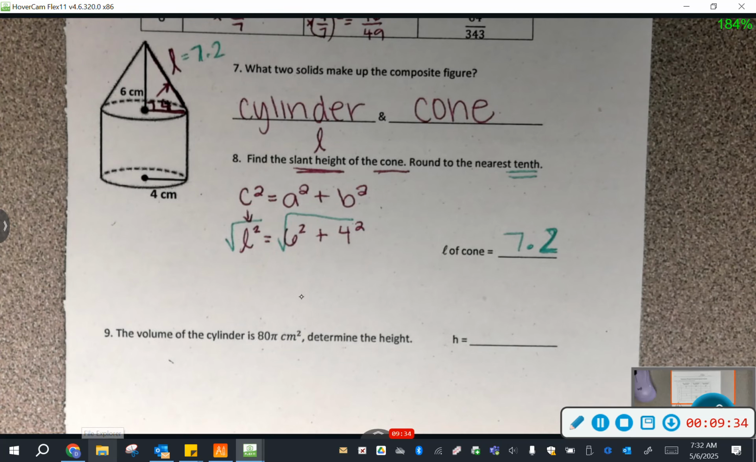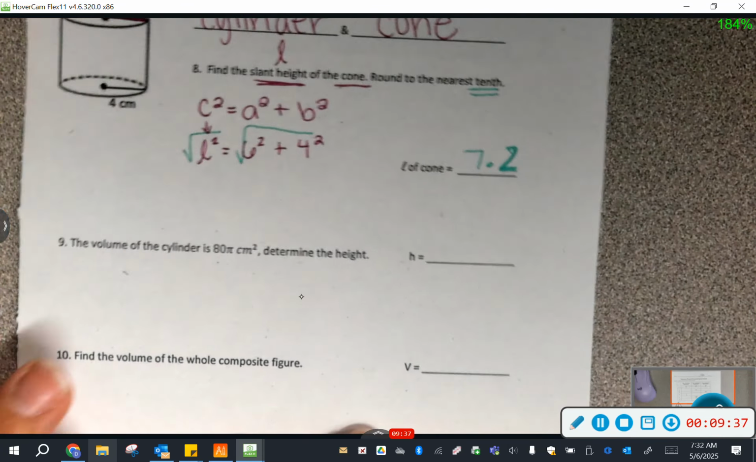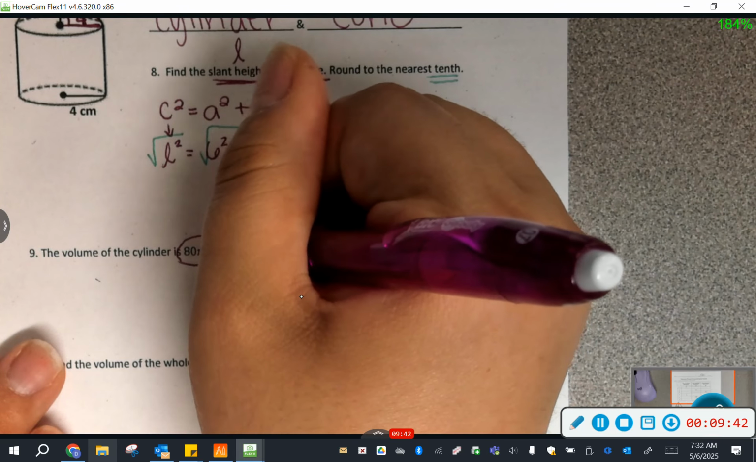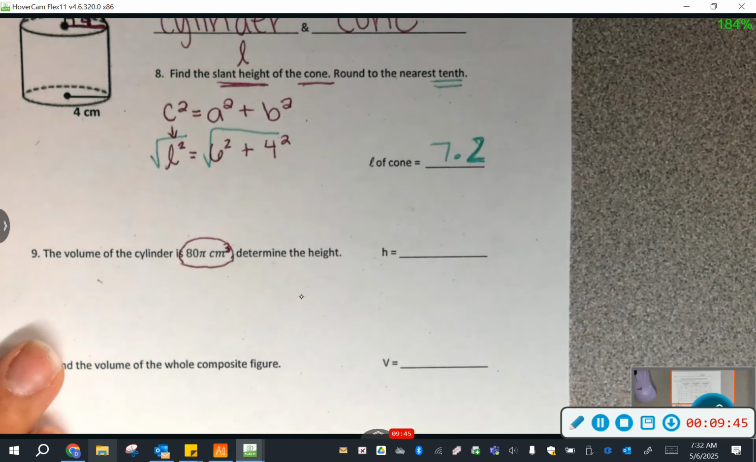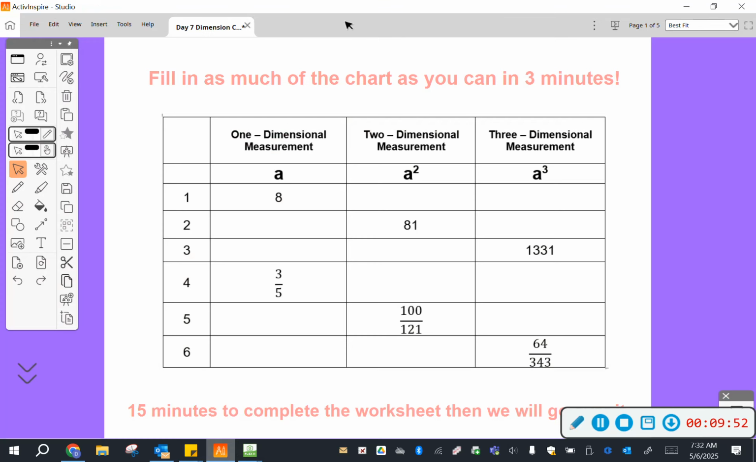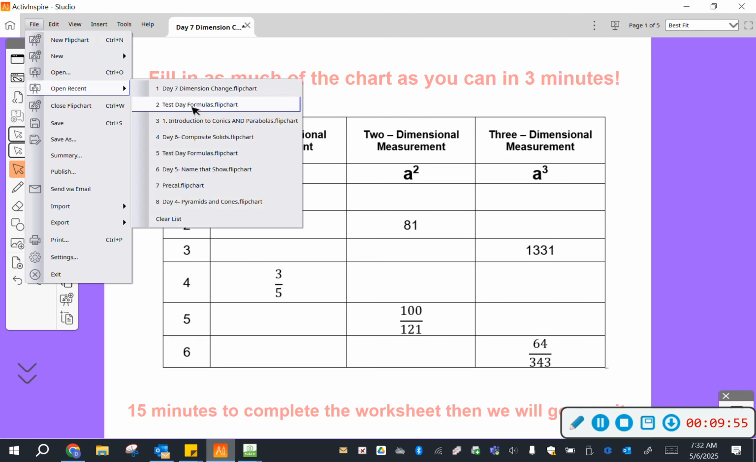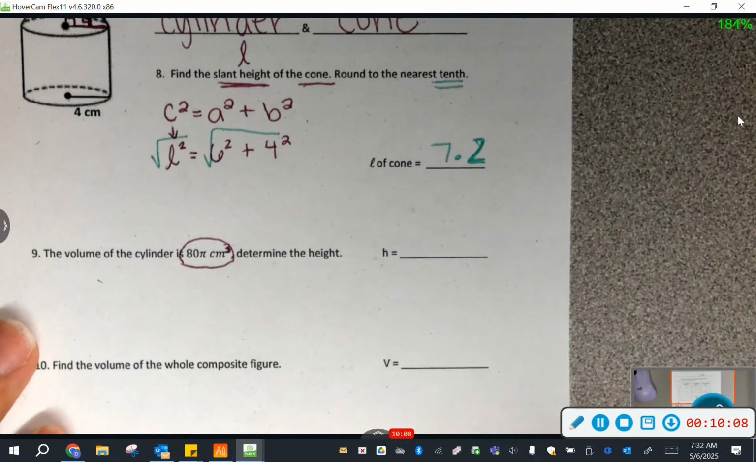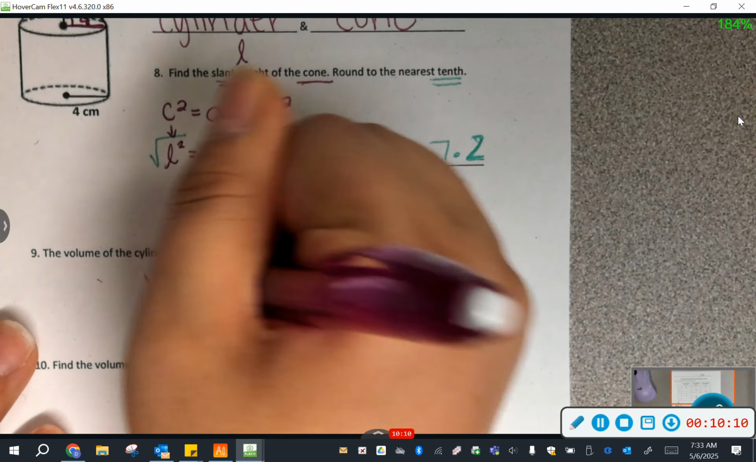We okay? Okay, if I tell you the volume of the cylinder is 80 pi centimeters squared, that should be cubed. Can everybody put a little cube there? It's volume. Determine the height. Well, if you look at your notes, or if you look at the formula chart, which I'm about to pull up, what is the formula for volume of a cylinder? Big B times height. So volume of a cylinder is big B times height.